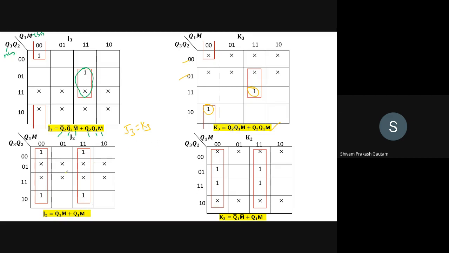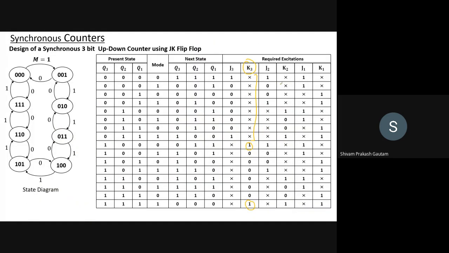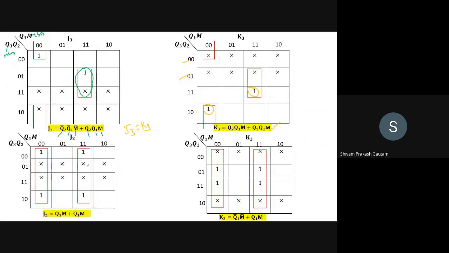Similarly, you can do for J2 and K2, right? If you want, we can just have a look into it. J2, just see where 1 is there. This is 0, 1, 2, this is 3, 4, 5, 6, 7, this is 8, 9, 10, this is 11. So 0, 3, 8, and 11, we are having 1.